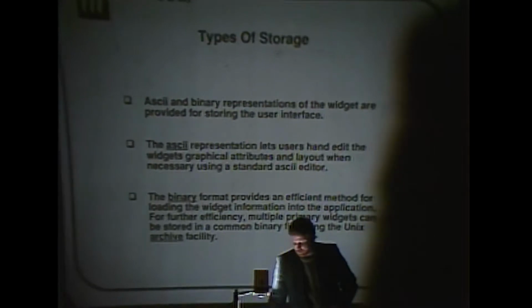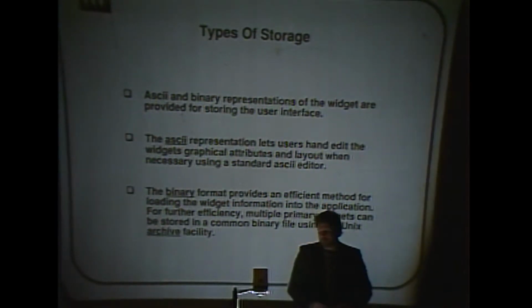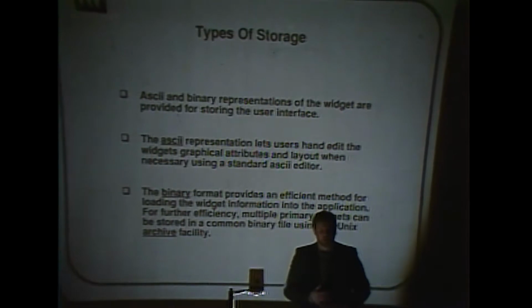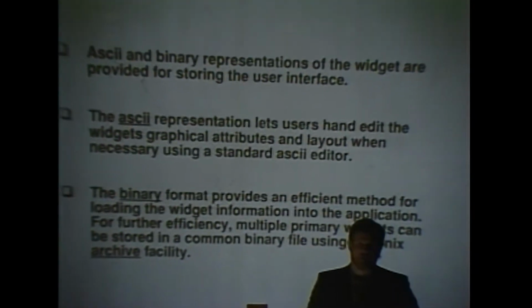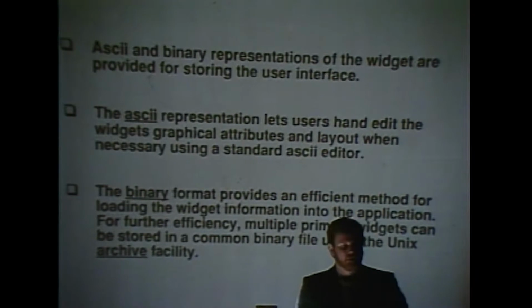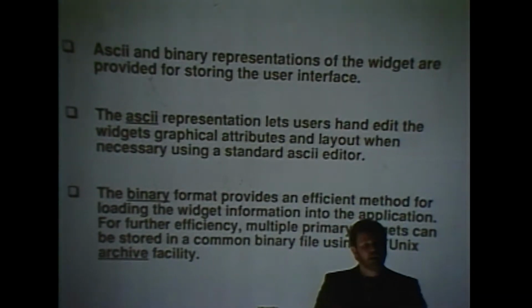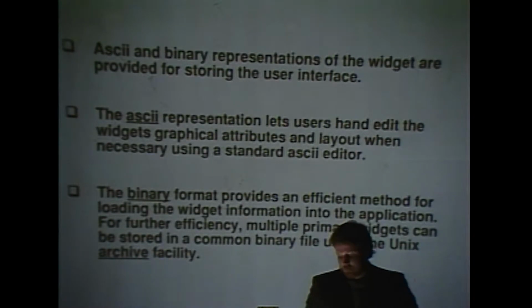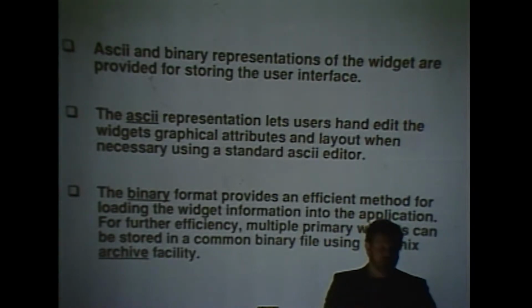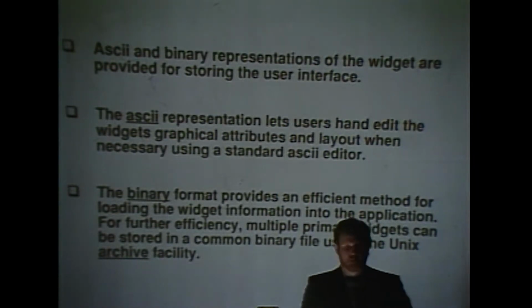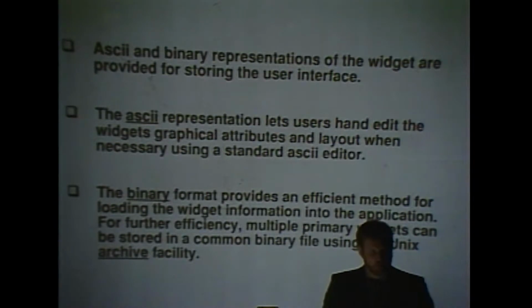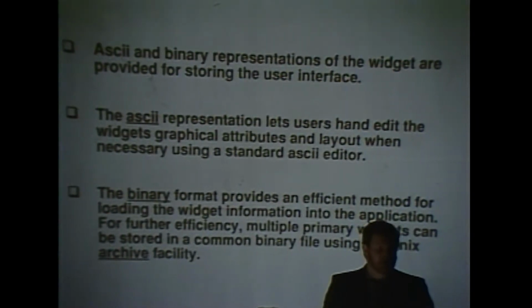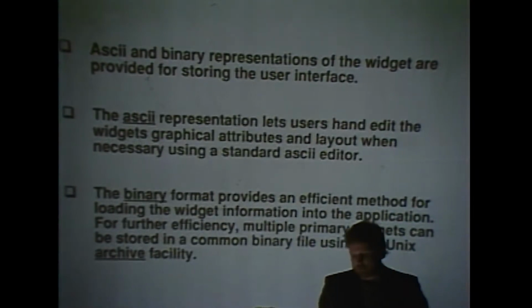As I've mentioned a little bit, there's two types of representations provided. One is the ASCII representation, which can be edited by an ASCII editor if necessary. This is partly used so that if the widget isn't working right or people just don't understand what's going on, they can always look at the ASCII representation and see just what's going on. The binary representation is used for performance inside the application so that when it's loaded, it doesn't take a great deal of time for the application to load all these user interfaces. And to further improve the efficiency, we can concatenate all of these binary representations together with the archive facility so that you only have to do one file open to read in all the widgets that you're using.